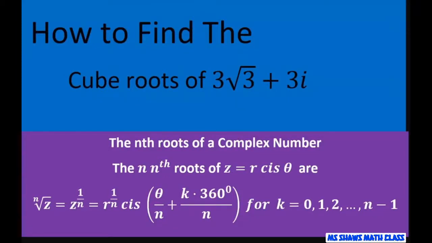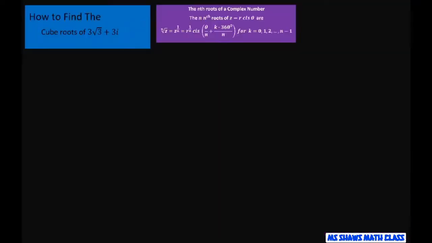Everyone, we're going to find the cube roots of 3 square root of 3 plus 3i by using this formula for the nth roots of a complex number. And we're also going to use a calculator for this one. So the first thing I want to do is write this in polar form. And what you want to write is z cubed equals 3 square root of 3 plus 3i.